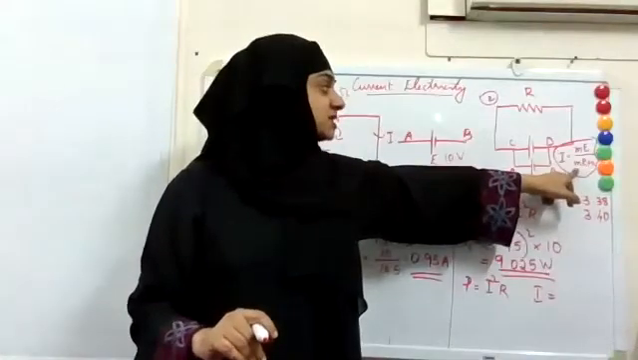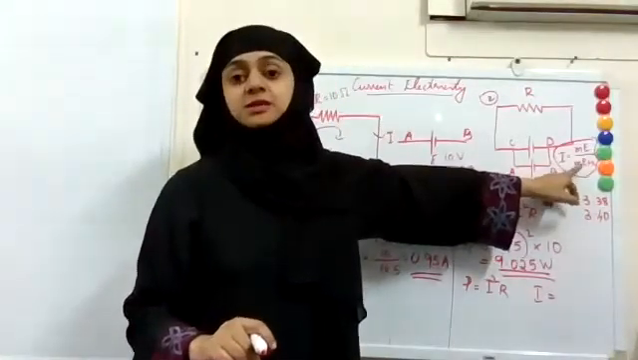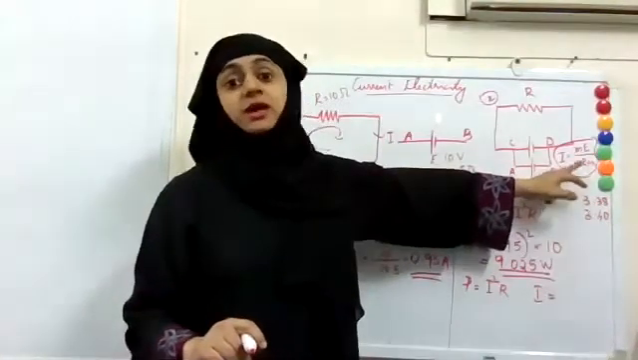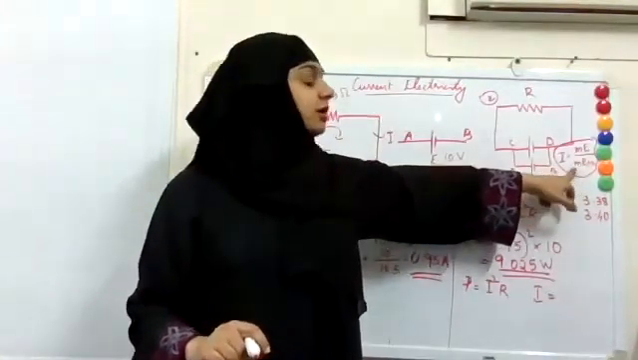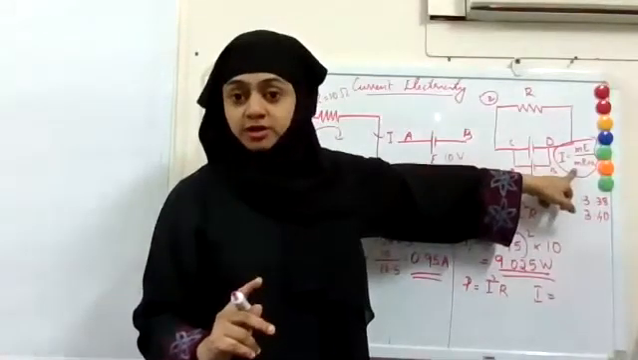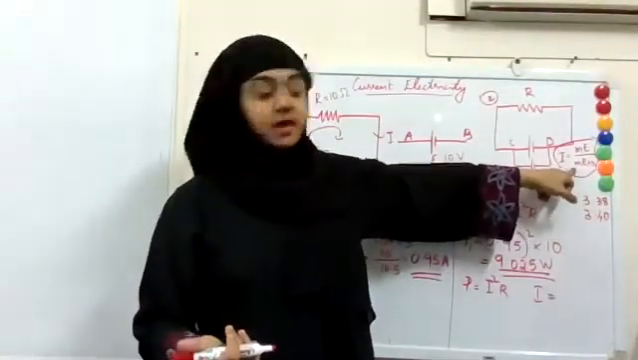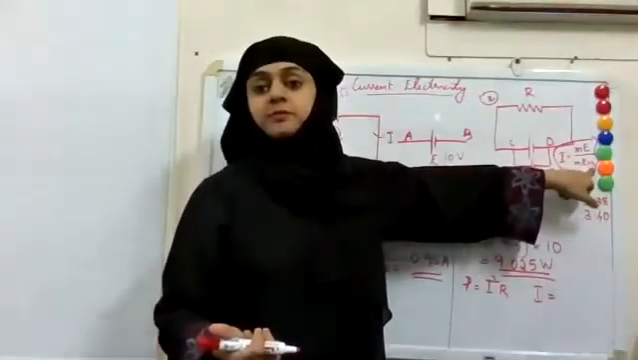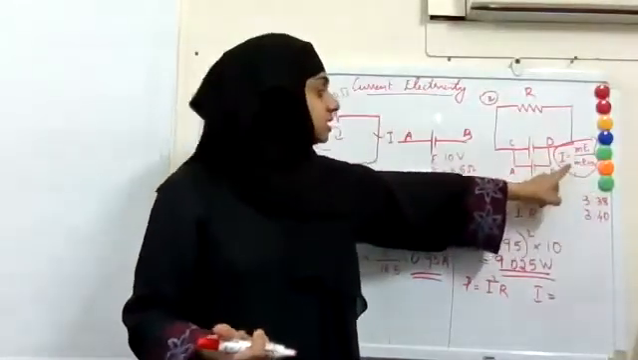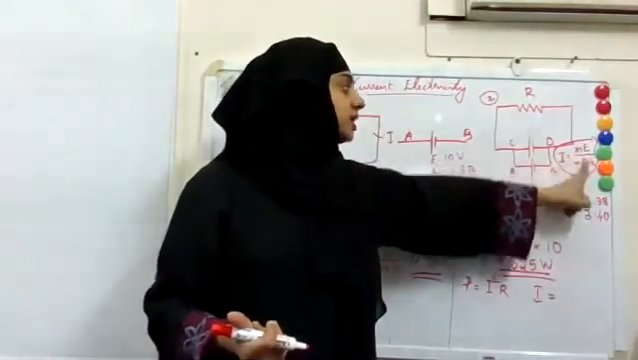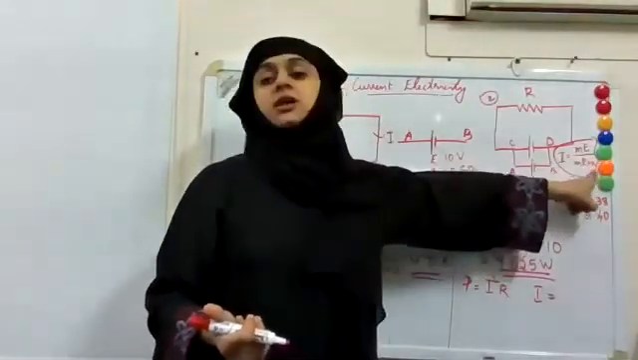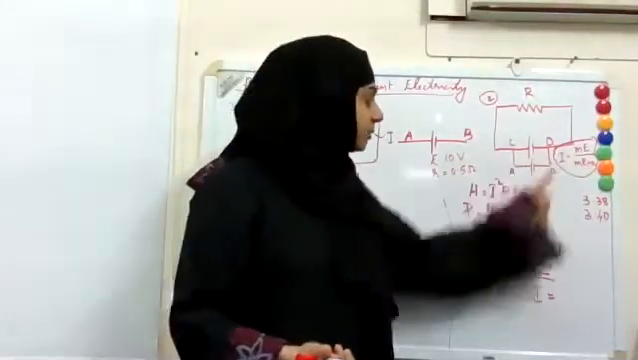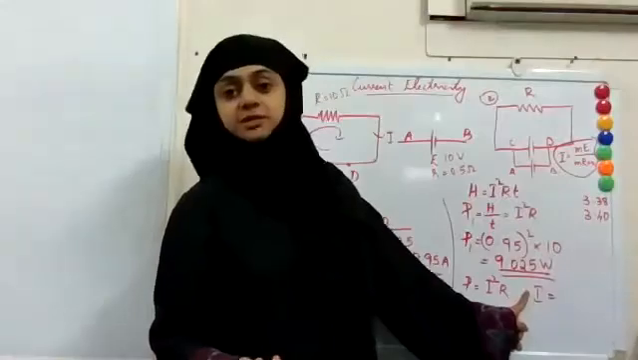So please revise connection of cells in parallel and series. Combination of cells in parallel and series. There we have derived two formulas for current. One when they are connected in parallel, I is equal to mE by mR plus small r. And if they are connected in series, I is equal to nE by R plus nr. We are not talking about EMF, we are talking about current.